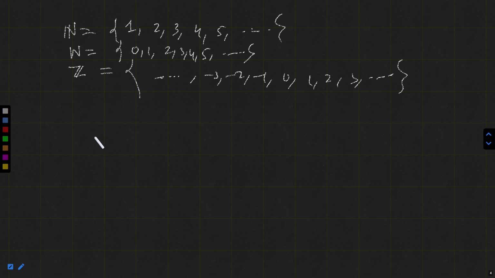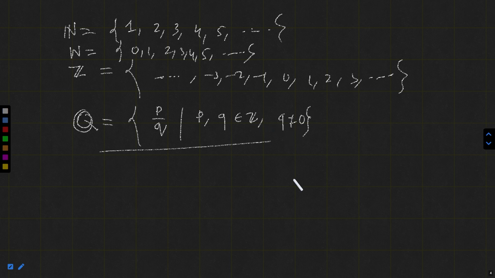And then we have studied rational numbers. The set of rational numbers is denoted by Q. This is equal to the set of p over q such that p, q are from integers and q is not equal to 0. So rational numbers are those numbers that can be expressed as a fraction p over q, where p, q are integers and q is not equal to 0.